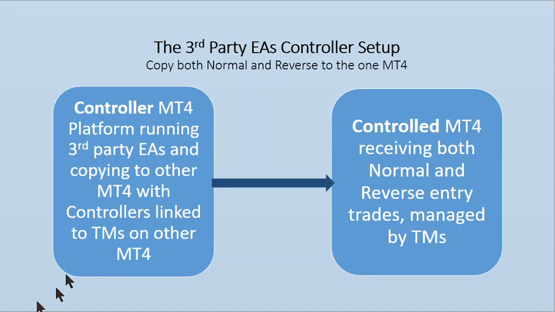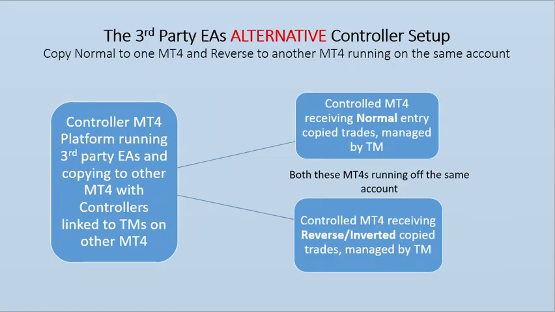at a very cheap price. If you're running say 20 or so EAs, you would end up with 40 charts. They wouldn't all be operating at the same time, but you might find that a bit much. And so you could split that second MT4, make it 2 MT4s, but still running off the one account. So one account, but opening it on 2 MT4s, one to receive the normal entry versions and one to receive the inverted copies of the trades.